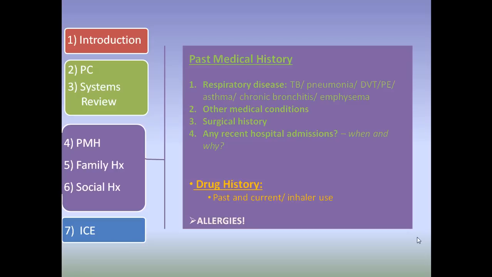In particular here, we're looking for any history of respiratory disease, including TB, pneumonia, a DVT, a pulmonary embolism, asthma or emphysema. We always ask the question, have you ever been to hospital before for anything? And if yes, have you been admitted? And did they need oxygen or inhaled bronchodilators on admission? This will allow us to discern the severity of their symptoms and whether this is a persistent chronic issue or not.